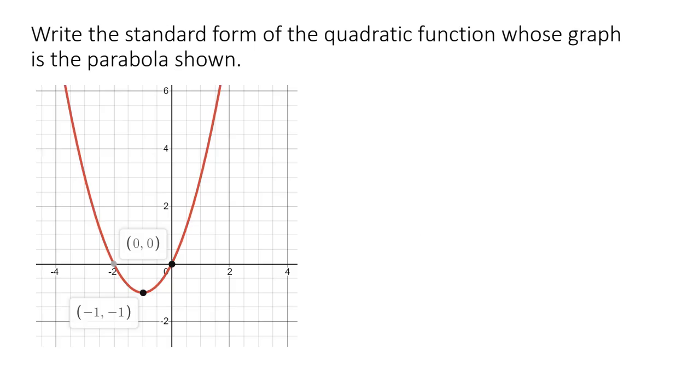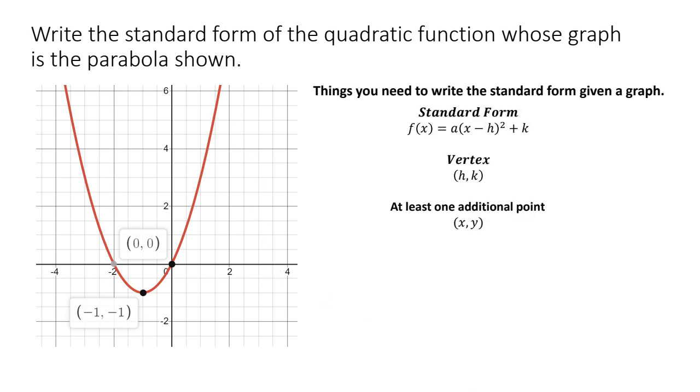So now I have a graph. One of the topics in section 2.1 is to write the equation of this parabola. Some of the things you need in order to do that: you're going to need at least one additional point, and then we're going to take the vertex from our graph. In this case, it's -1 and -1.